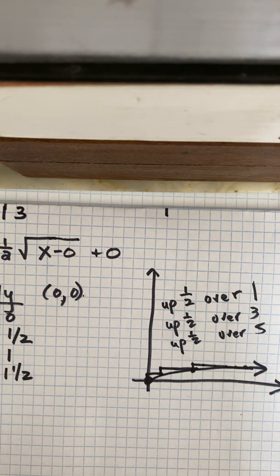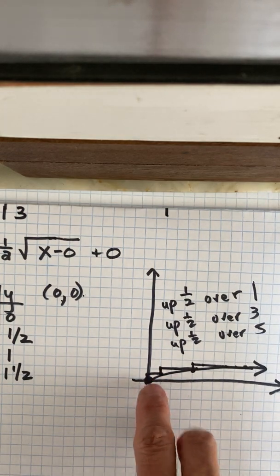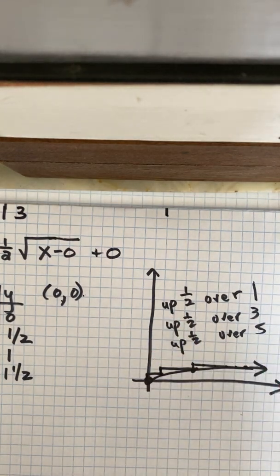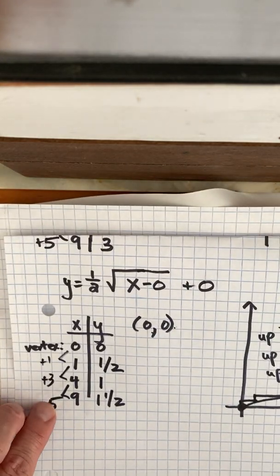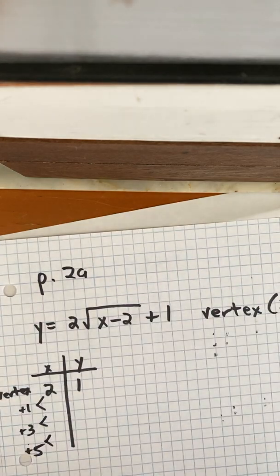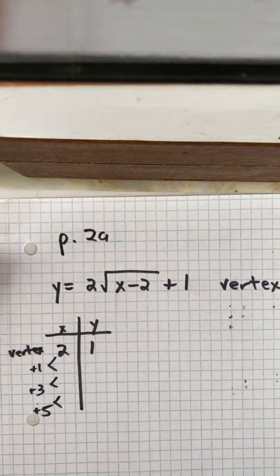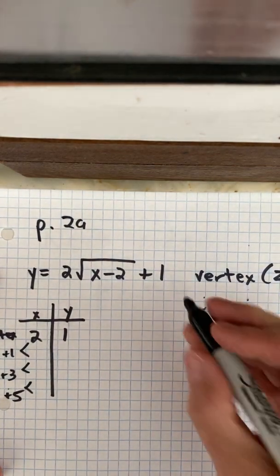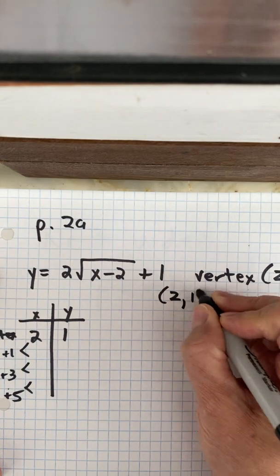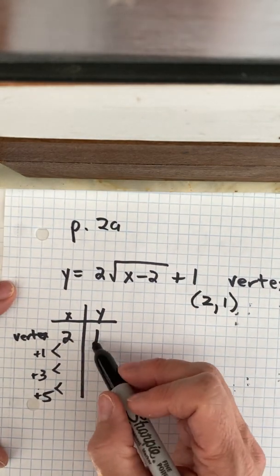So for these, you can use the shortcut method. Start at the vertex. You go up A over 1, up A over 3, up A over 5. Or you can always use a table of values. That will always work, okay? So now we have one last one to do. And if we look at this, the vertex is 2, 1. So you always start with the vertex. So I start with the vertex.